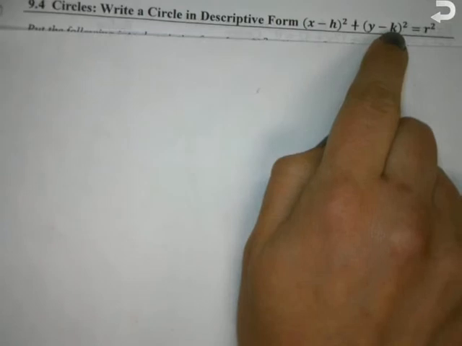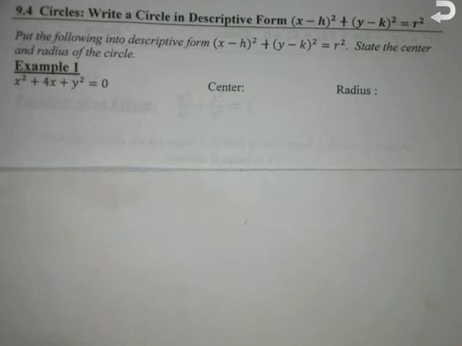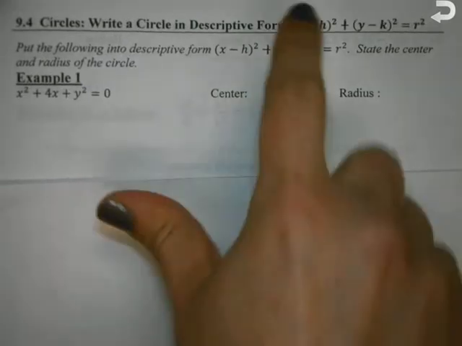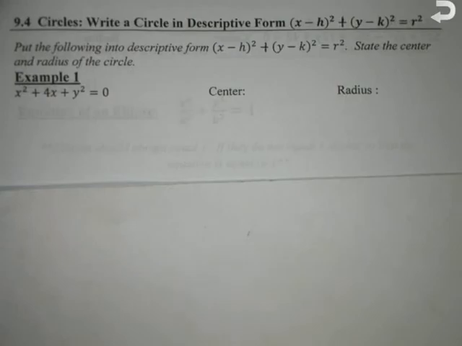We have our descriptive form of parabolas, which is this form up here that we worked with all day yesterday. But sometimes we are going to be given an equation of a circle that does not look like it's in this form. Okay, so look at example 1. First question, is this a circle?